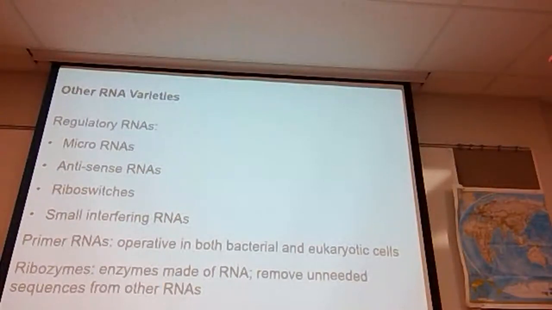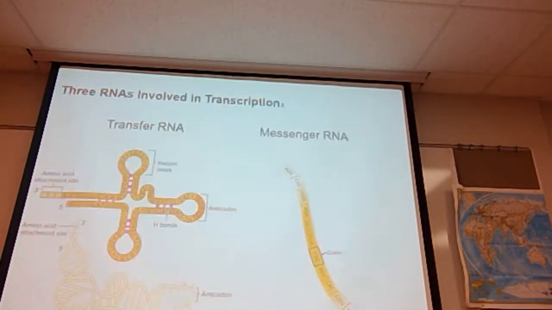Primer RNAs are operative in both bacterial and eukaryotic cells. Later in the semester, we'll talk about some regulating things, and we will talk about primers that start the process happening. Those primers are short pieces of RNA. And ribozymes, which are enzymes made of RNA. They remove unneeded sequences from other RNAs. Sometimes when the RNA is made, there's more to it than actually needs to be there, and it's the job of ribozymes to remove that unneeded portion.